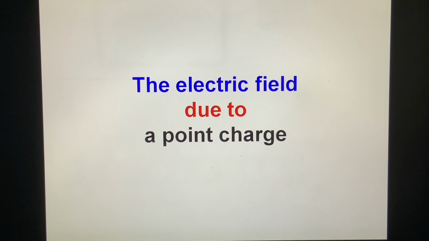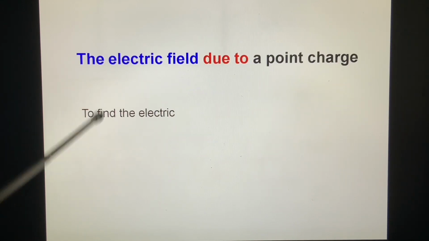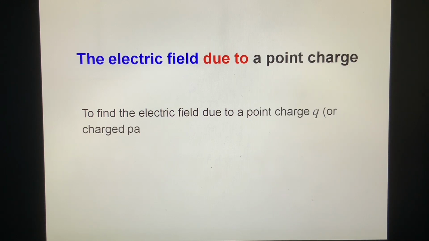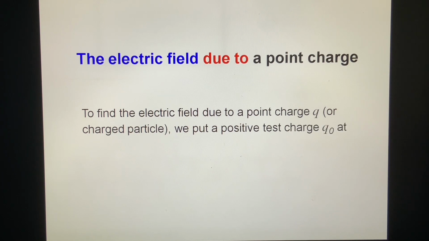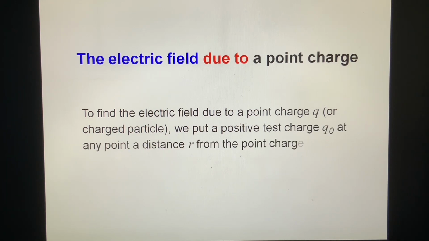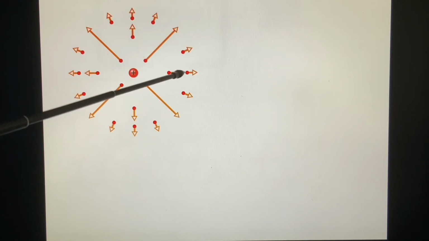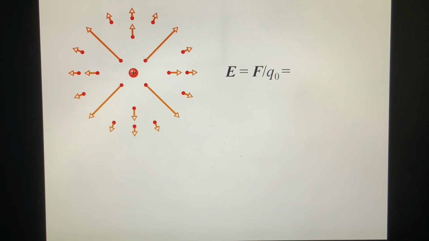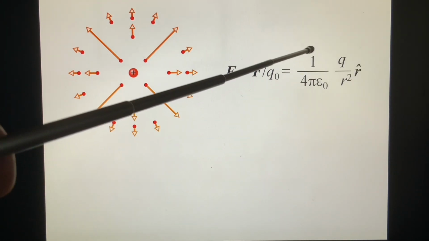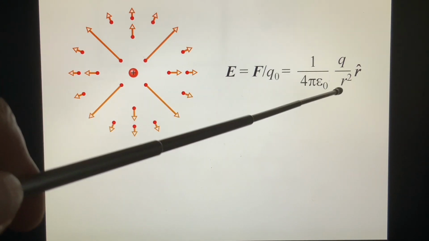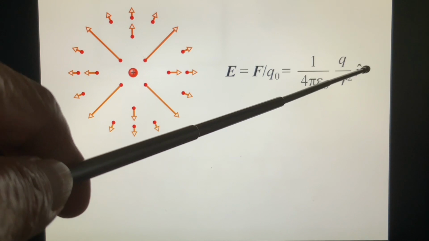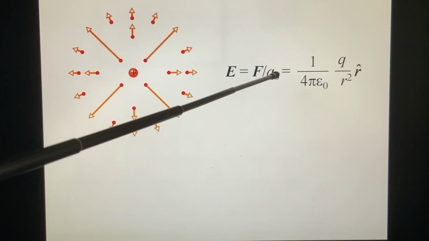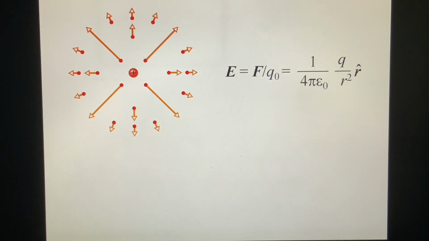The electric field due to a point charge. To find the electric field due to a point charge q, or charged particle, we put a positive test charge q0 at any point at distance r from the point charge. Okay, and with both positive, they always repel each other. So this is the direction of the electric field. Okay, and by definition, E is F over q0. And according to Coulomb's law, F equals 1 over 4 pi epsilon 0 q q0 over r squared, r hat. And the q0 would cancel out with this q0. So E is equal to this one for a single charge.